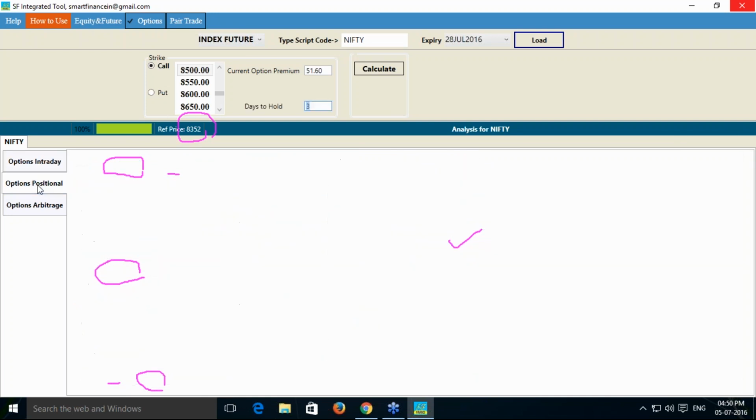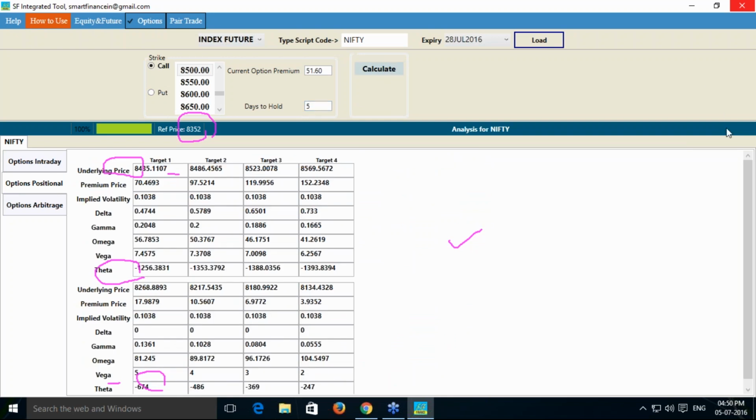You can also get some positional trades. If you want to hold a position for 5 days, what are the moves you can get? In the 5 days, if you are holding it, your first target you can get is 70 rupees if it goes to 8435. And if it falls down to 8269, your target will be 18 rupees. So based on positional trades also you can go.